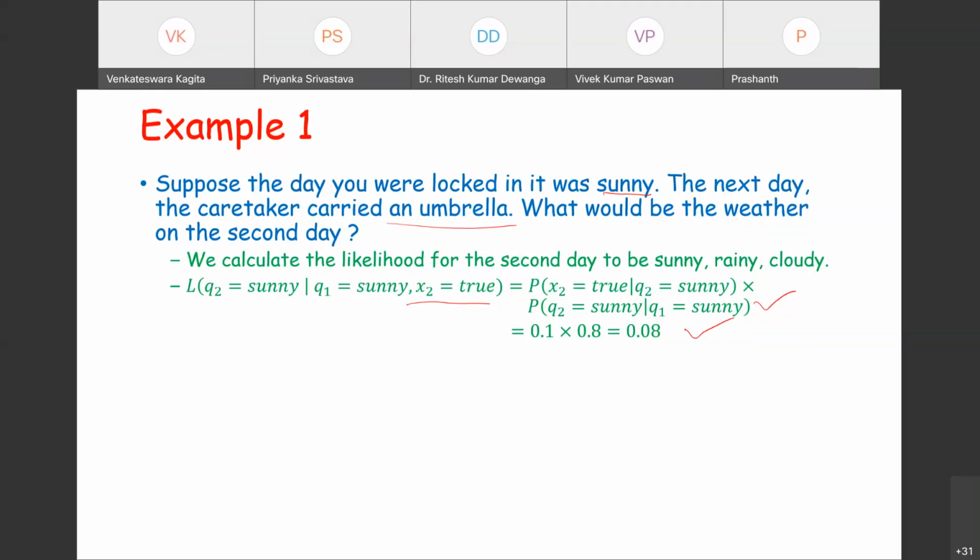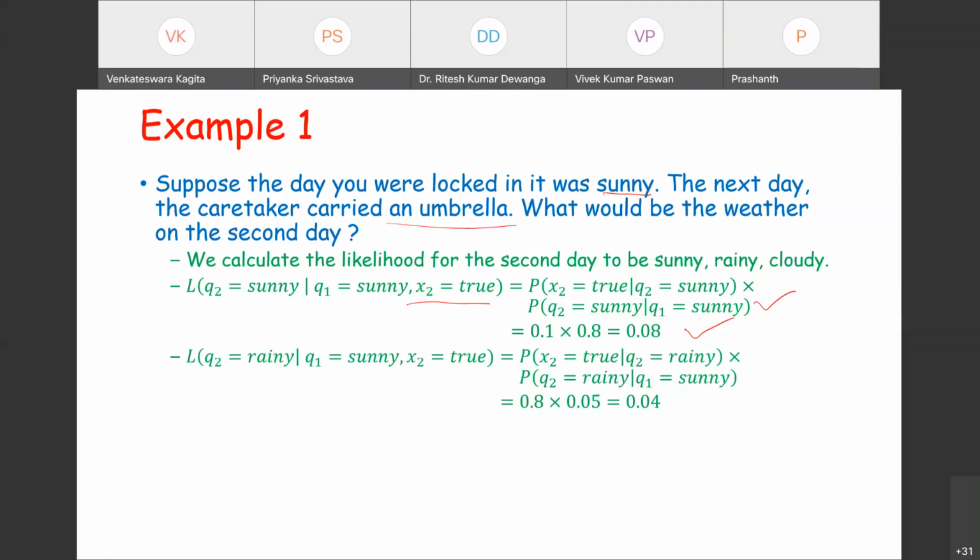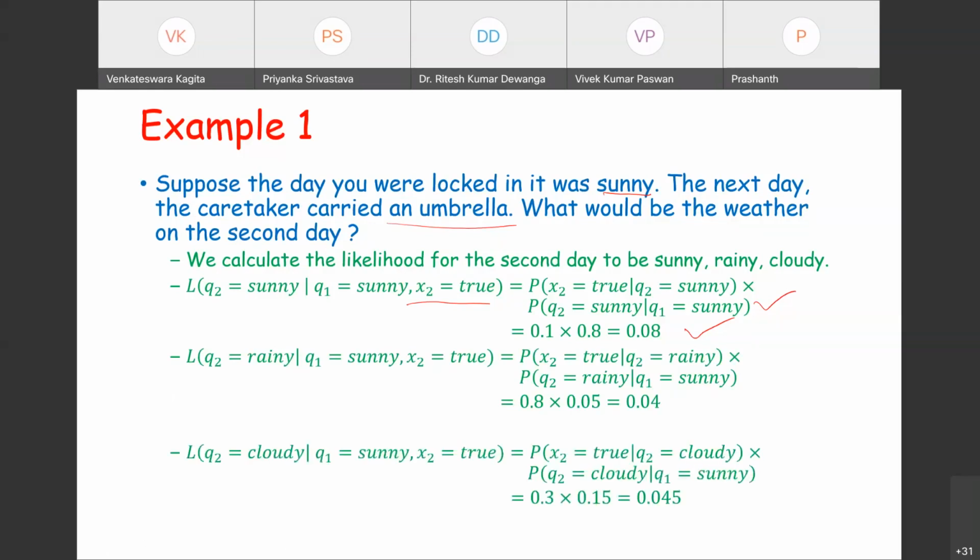So what is the likelihood of cloudy? Rainy, they asked rainy, right? 0.1 somebody said. It's multiplying actually. Okay, so let me check. So Q2 rainy is 0.04, Q2 cloudy is 0.045. Okay, so you can cross check, those who have tried and got a different answer. Yeah, you can cross check.